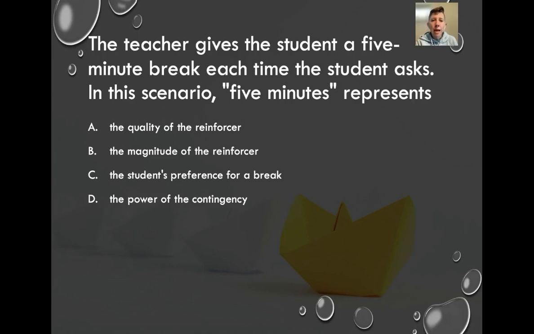The teacher gives the student a 5-minute break each time the student asks. In this scenario, 5 minutes represents A, the quality of the reinforcer, B, the magnitude of the reinforcer, C, the student's preference for a break, or D, the power of the contingency.